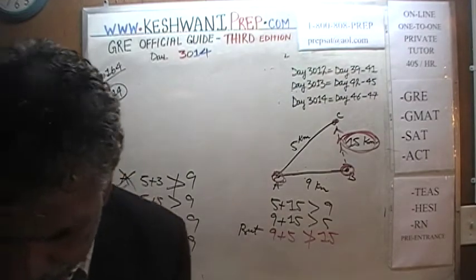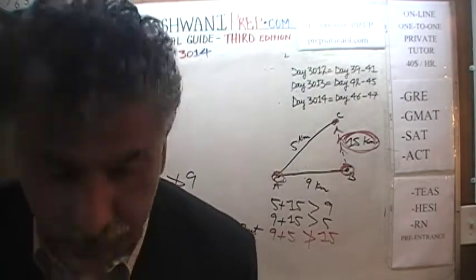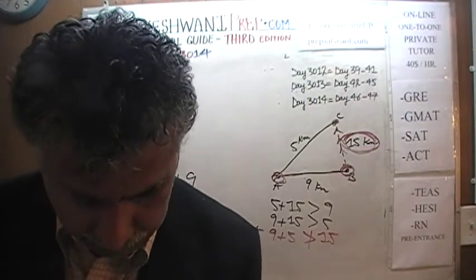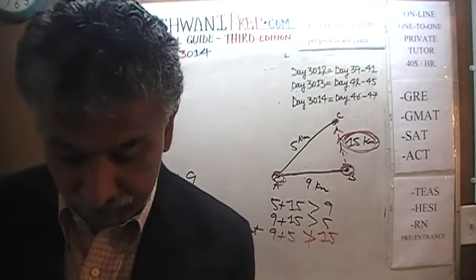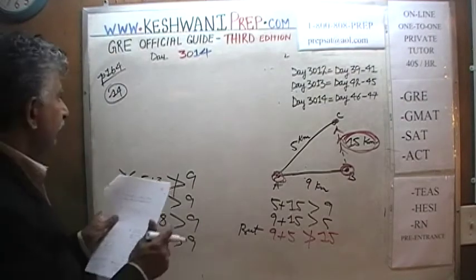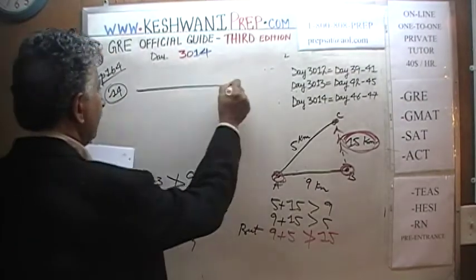Let's do number 14. In number 14, we have a number line. It says on the number line that is shown to us, the tick marks are equally spaced. That's very important information, that they are equally spaced. So here's the line segment that is given to us.